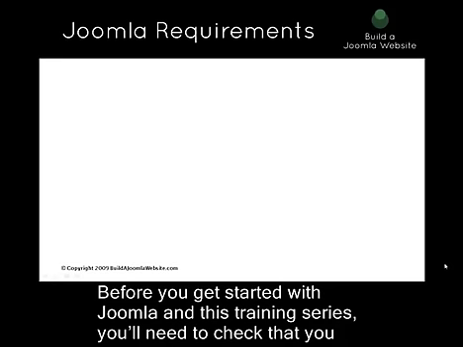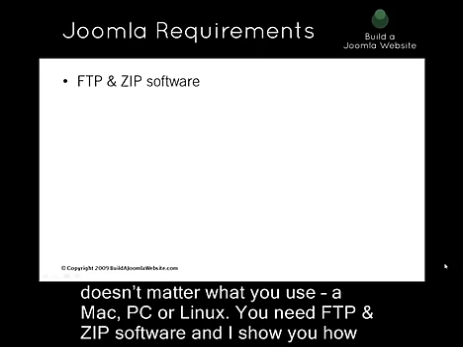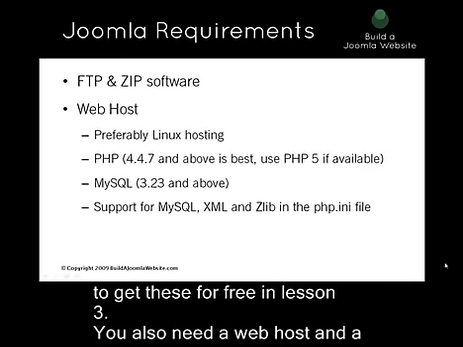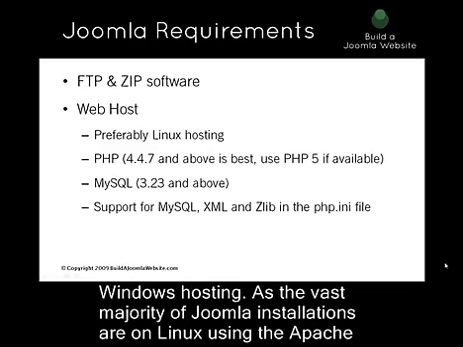Before you get started with Joomla and this training series, you'll need to check that you have the following. Joomla initially needs to be downloaded to your computer. It doesn't matter what you use, a Mac, PC or Linux. You need FTP and zip software, and I'll show you how to get these for free in Lesson 3. You also need a web host and a domain name. Most Joomla installations run on Linux. However, it can also run on Windows hosting.